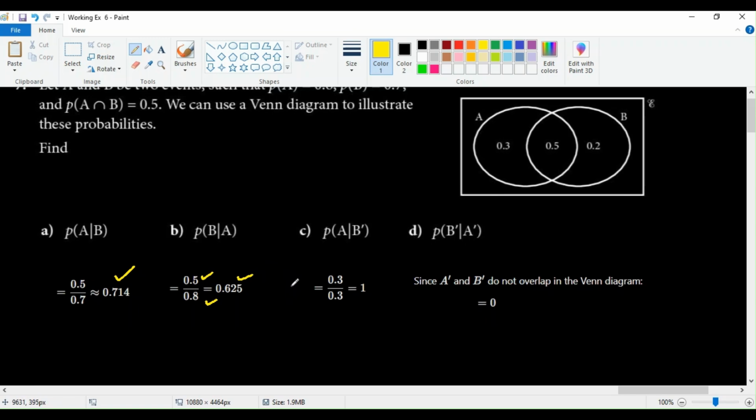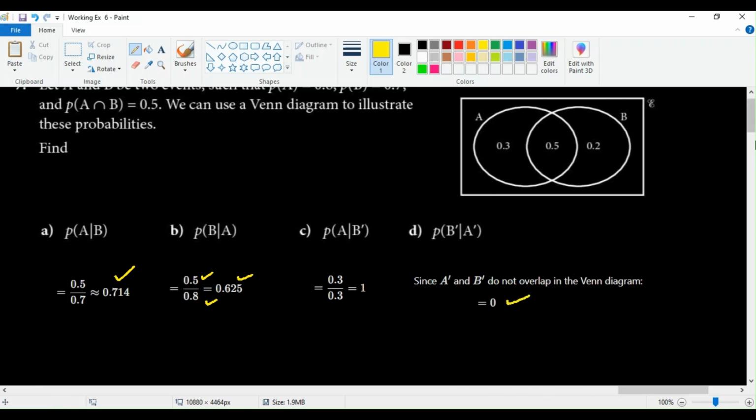Now, when it comes to A given B complement, it means not in B. So we are talking about this one by itself. Not in B means it should not be going for B. So 0.3 divided by 0.3 is going to give you 1. Now, A complement and B complement means someone who is not in B and not in A. That is not possible, so the final answer for this part of the question is 0.